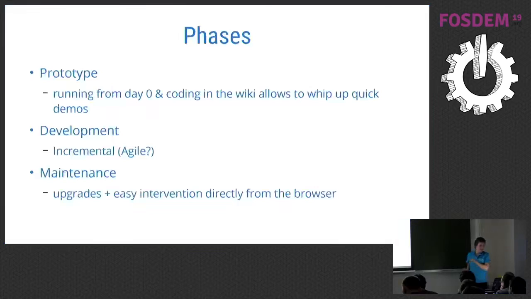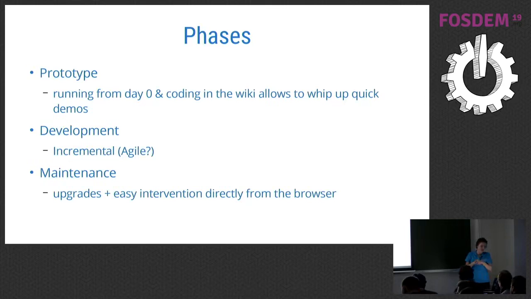With you all the way, XWiki is good for all the phases of development of this application. It's easy to prototype because it's running from day zero. You just install it, you have something already. During the development, it allows you to work incrementally: you can build some bits and the others are default, and as you build them, they become part of your application.